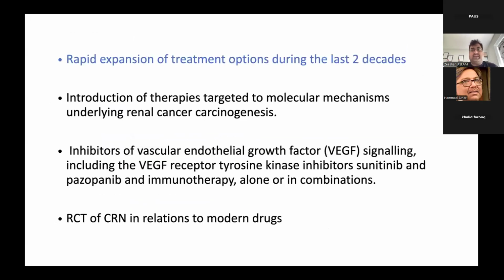So we have seen a rapid expansion in the various anti-cancer drugs in the last 2 decades, which has really opened and broadened horizons for us. The most common ones are VEGF drugs as well as the immunotherapy drugs. And randomized trials have been going on in the past.